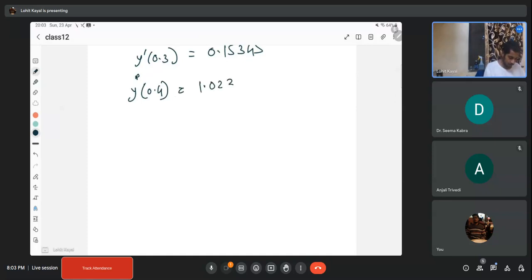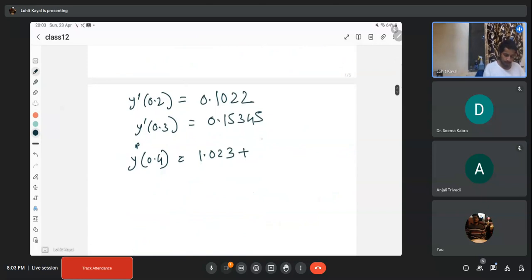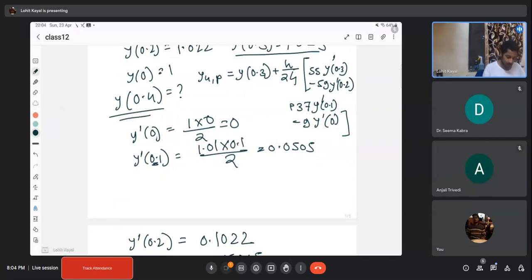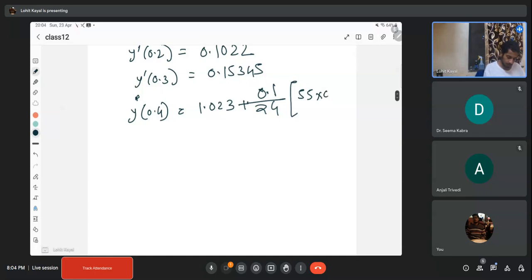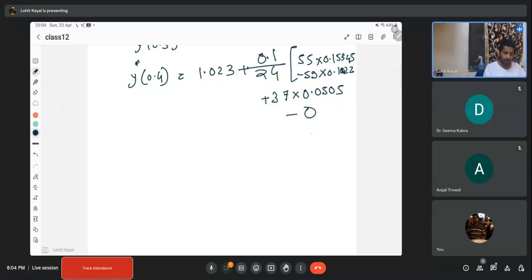It will be 1.023, that is y of 0.3, yn, plus h is 0.1, which is evident, by 24 into 55 into yn prime, that is 55 into y 0.3 prime, and we have already got that answer, into 0.15345 minus 59 into 0.1022, that is yn minus 1 prime, plus 37 into 0.0505, that is yn minus 2 prime, that is y 0.1 prime, this term, and minus 9 into yn minus 3 prime, that is y 0 prime, and that is 0.